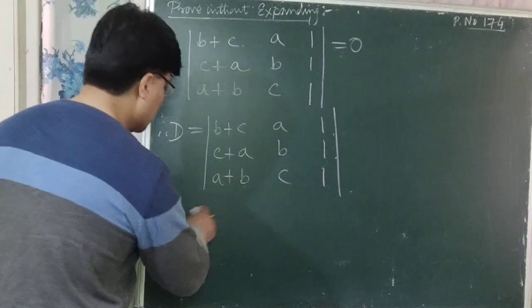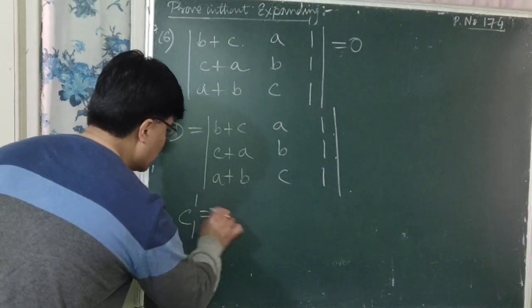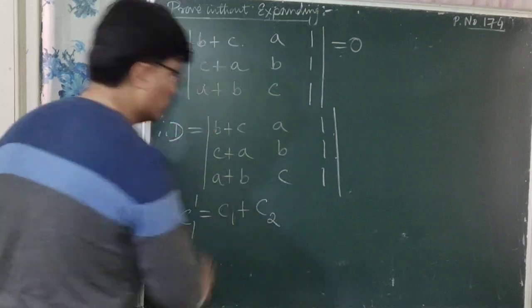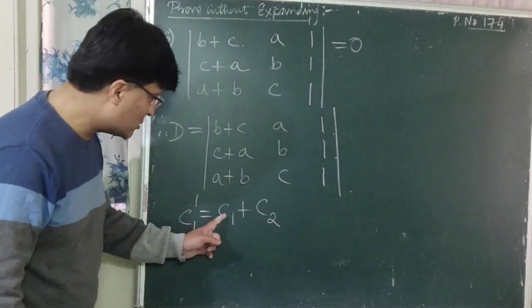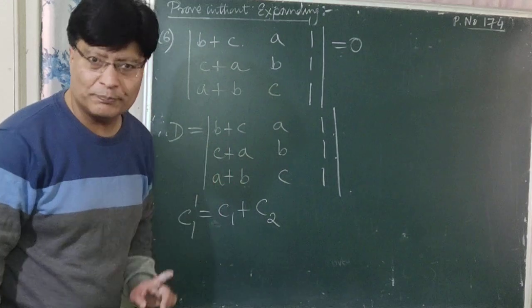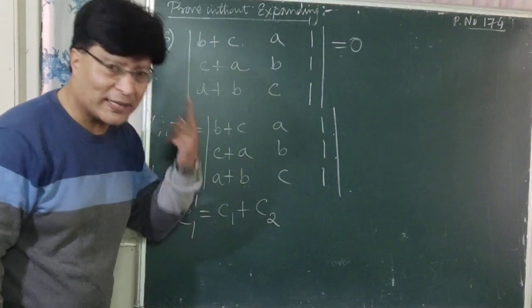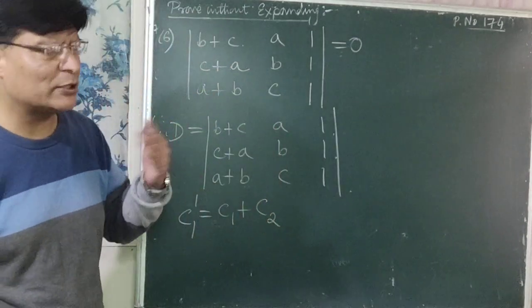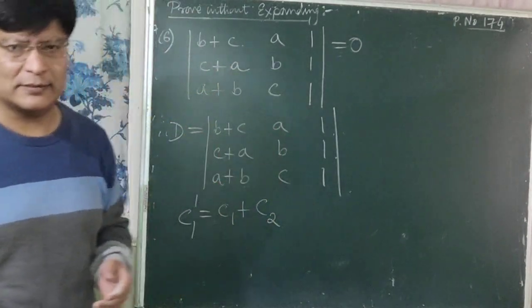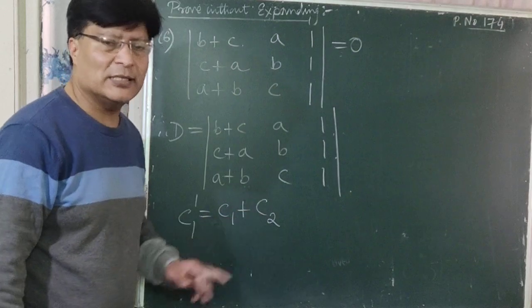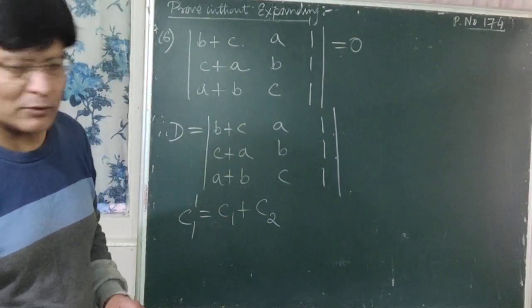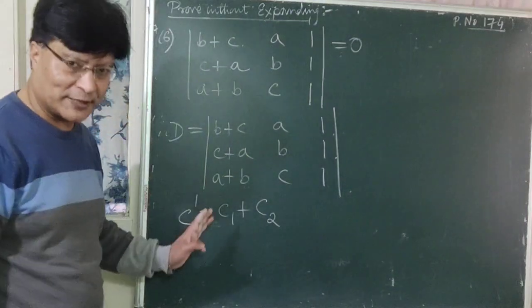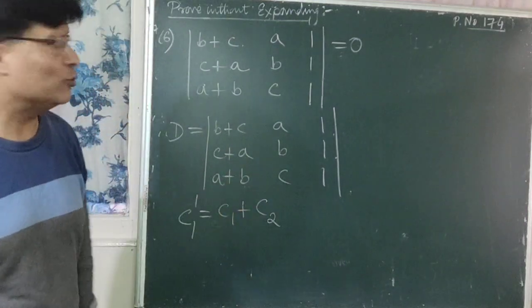So what we will do here is, let us use property number 5. C1 dash is equal to C1 plus C2. Actually it is C1 dash is equal to C1 plus K into C2, but here K's value is 1. K may be any constant, right? It may be 1, it may be 2, it may be 3, it may be a fraction also. But in this case, this K is 1. Is it clear now? So now let us change this first column using the property C1 plus C2.